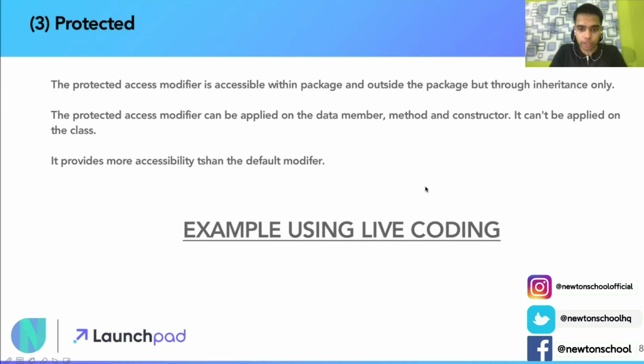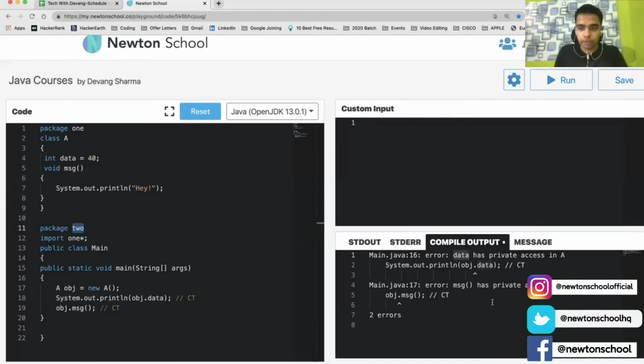Let's go back to our coding screen. So here we have taken the example of the previous one, right? In the previous one we have two packages. I will use the same example for the protected use case. So now I create another package and import the first package here. Let's say I create a class B here, and this class B extends A. Now this program will run successfully.